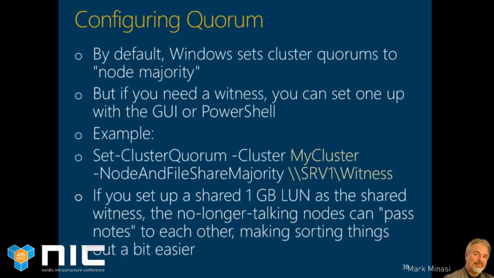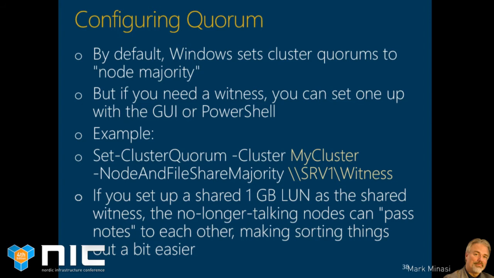By default, the way we do quorum is node majority. Node majority only works if you have an odd number, though. In order to change from a node majority to this extra thing, which is called a witness, say to any cluster administrator, can I get a witness? He'll hit you. And so you do that with PowerShell or the GUI.